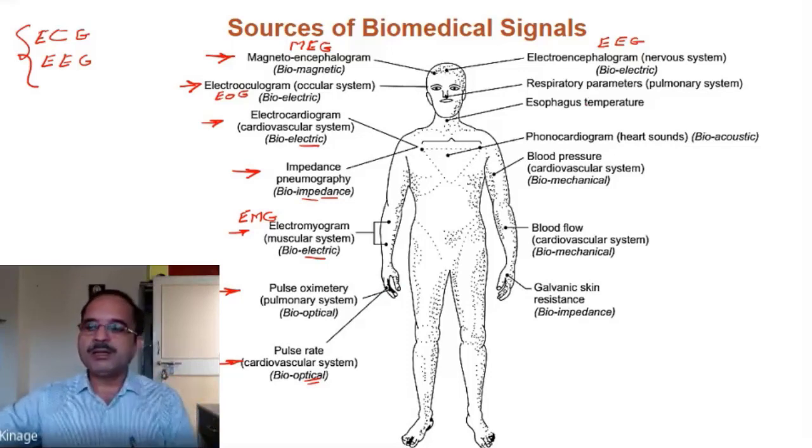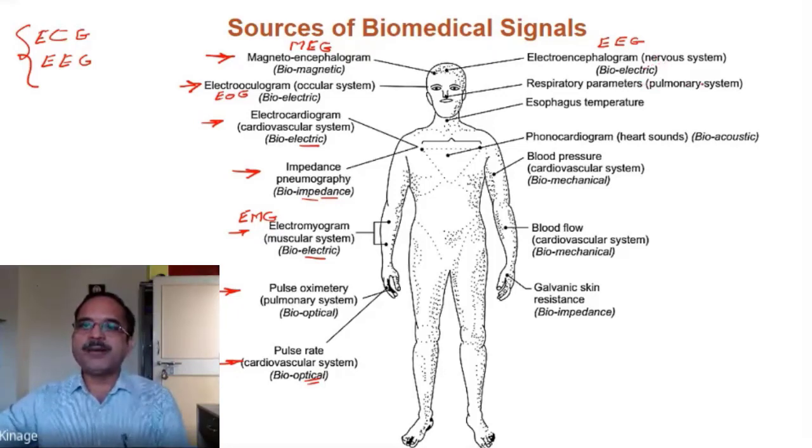Then on the right hand side again, EEG, that is electroencephalograph. This we have already discussed. Then respiratory parameters, that is related to the pulmonary system. Esophagus temperature.